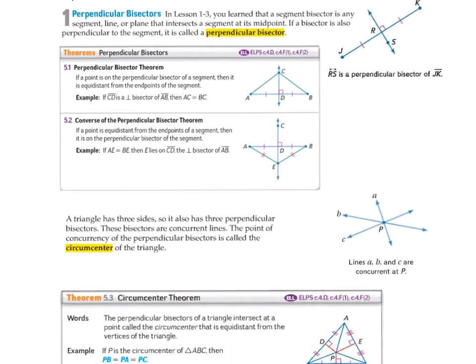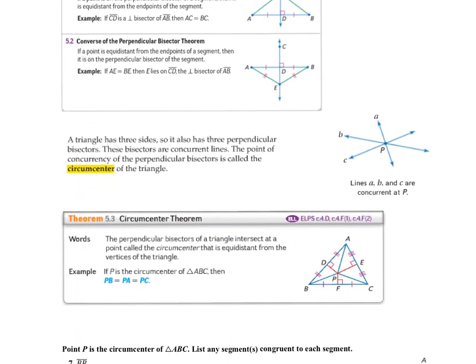Now, a triangle has three sides, which means it has three possible perpendicular bisectors. These bisectors are all concurrent lines. The point of concurrency of perpendicular bisectors is known as the circumcenter of the triangle, functionally the point where they all intersect. Now, the circumcenter theorem.